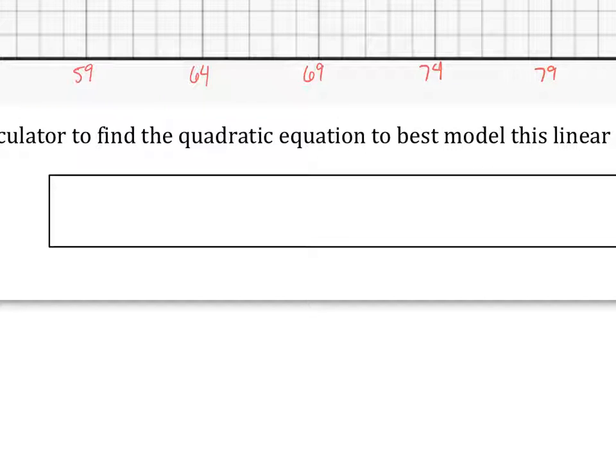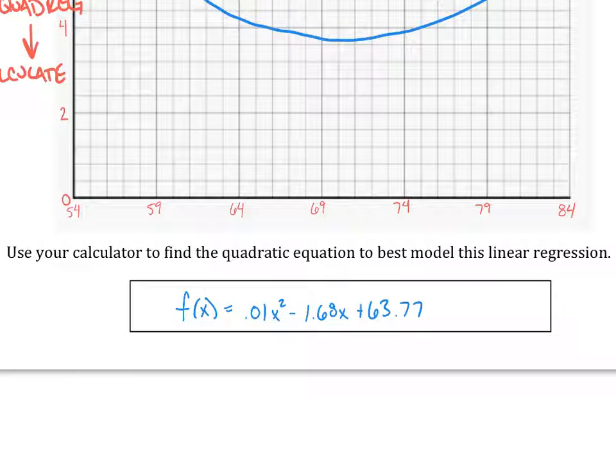Once you did that, you would get this equation if everything is perfectly in your table. You would have f of x equals 0.01x² minus 1.68x plus 63.77. So obviously you guys don't have a graphing calculator at home, so I can't expect you to be able to find this equation on your own. If you are able to use a website to do it, that's awesome. There are a bunch of websites out there that can do a regression model for polynomials. They're not easy to use, but kudos to you if you go ahead and try one out.